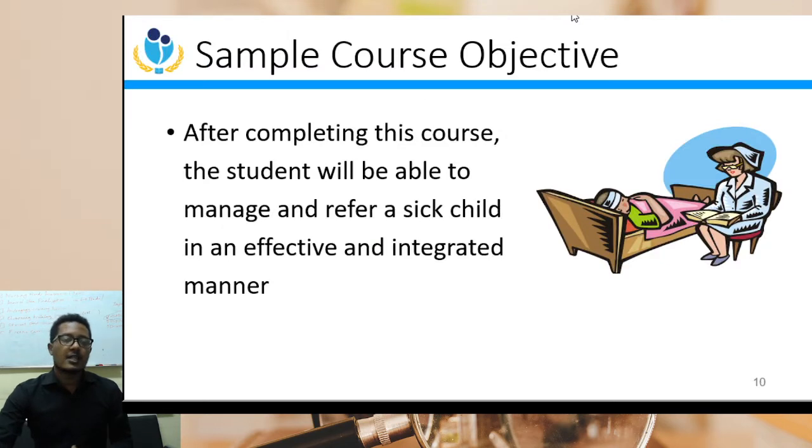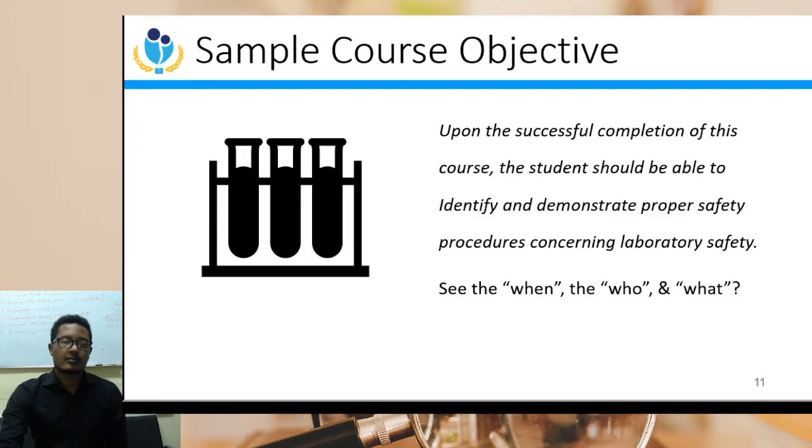So after we have seen this, let's take an example course objective. After completing this course, the student will be able to manage and refer a sick child in an effective and integrated manner. So take a moment to identify the when, the who, and the how of this objective, as well as the ABCD components of this objective. When you come back, we are going to see another sample course objective.